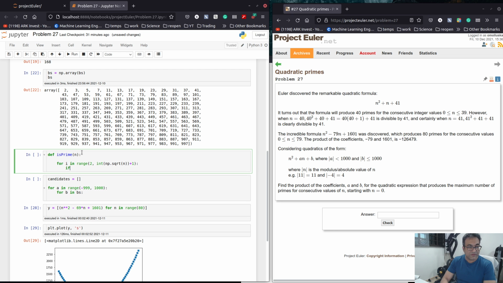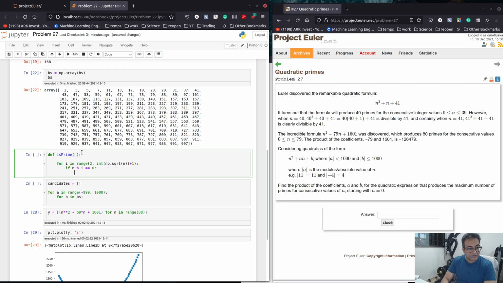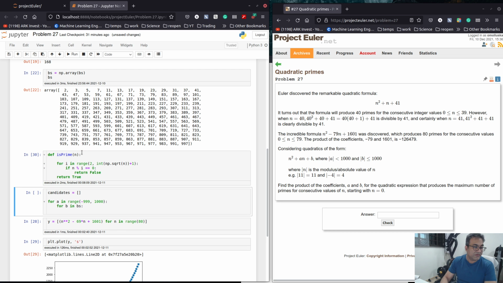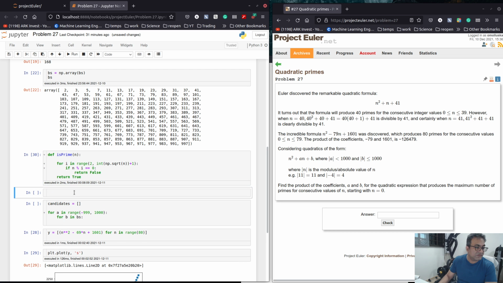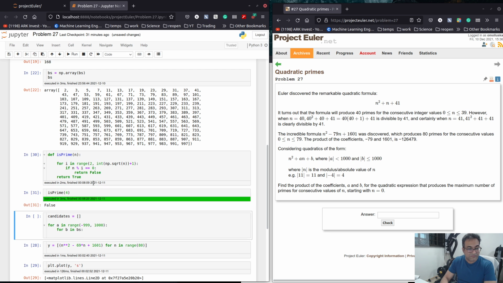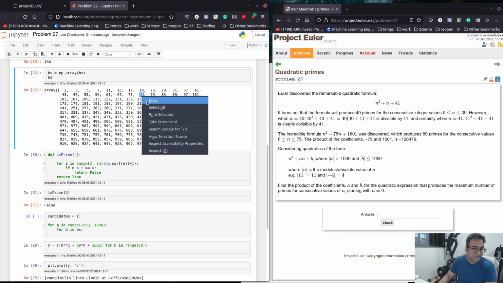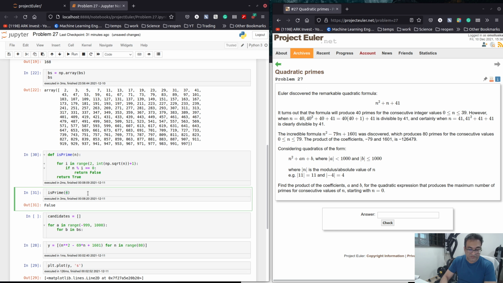Okay, if n%i is 0, return this is not a prime, and if you go all the way over here, return true. Okay, and so we have a function that will return whether something is a prime or not. Is prime 4, and the answer is it is not a prime. But if we have something like 73, it is a prime. 74 should not be a prime.